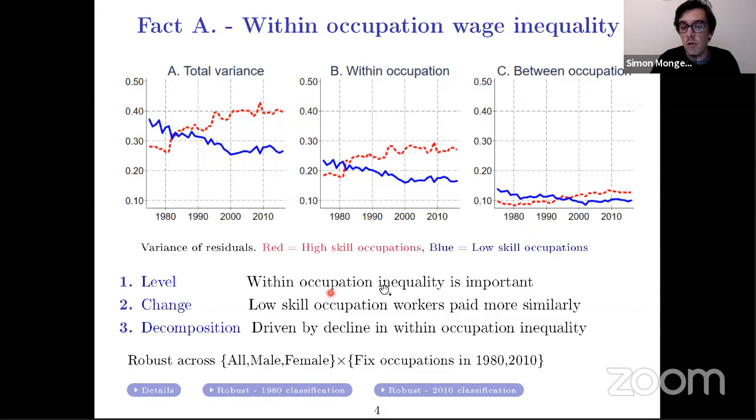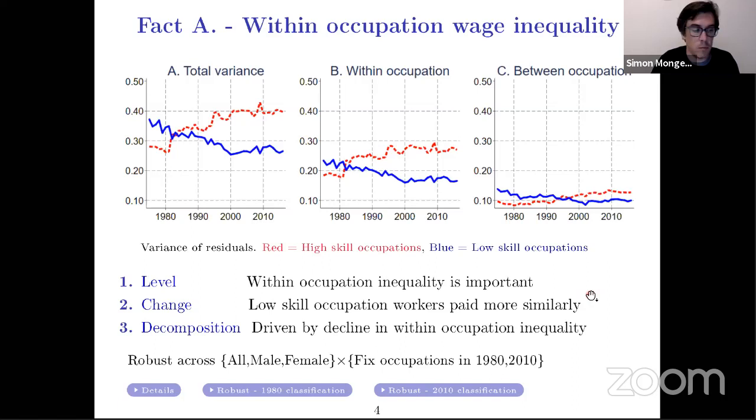In terms of the change, low skill occupation workers are getting paid more similarly. Within occupation inequality shrunk for them, and it has gone up for high skill occupations. The decline in the total variance for low skill workers and the increase for high skill workers is mostly driven by this within occupation component rather than between occupations. So this fact in the middle, figure B, is what we're really interested in trying to understand. This is robust to a bunch of stuff that we can talk about later on.